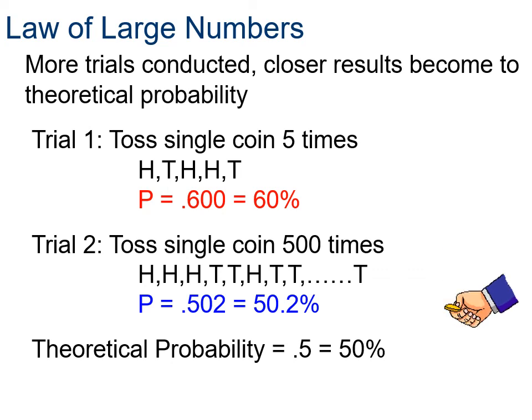All right, the law of large numbers says that the more times I conduct a trial, the more times I flip a coin, the closer the results will come toward the theoretical probability. So let's say, for example, I toss a coin 5 times, and my probability of getting heads ends up being 60%, okay? Then I toss it 500 times, we'd get closer to 50%. In this case, let's say we get 50.2%. So this example matches the law of large numbers in that we expect that the more times we toss our coin, the closer we're going to get to the theoretical probability, which again is 50%.